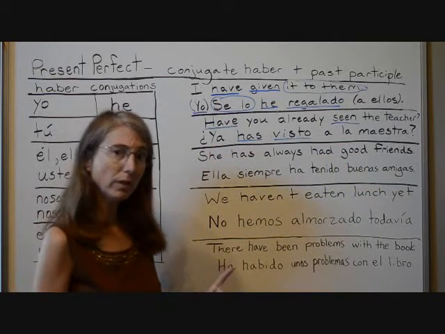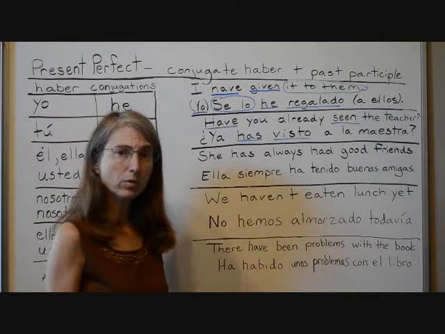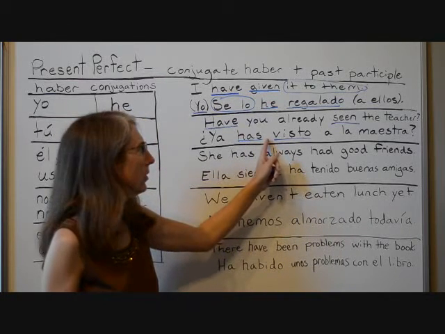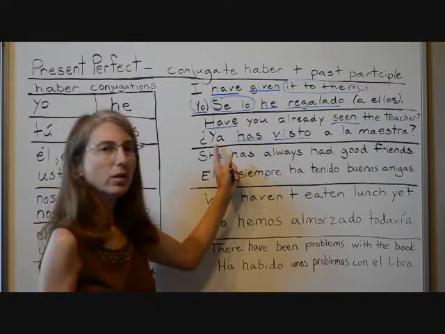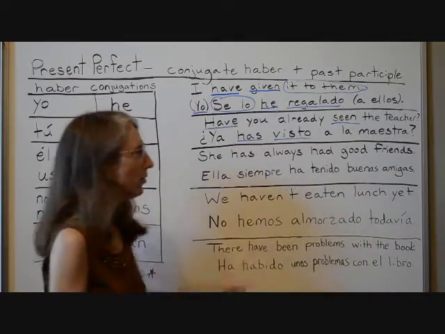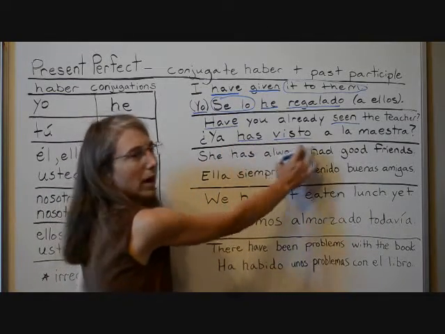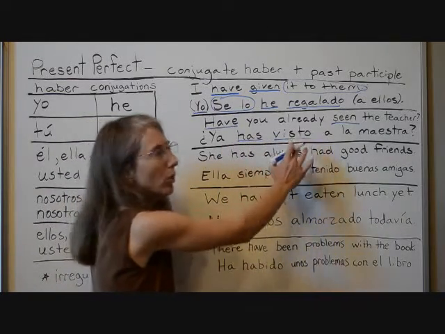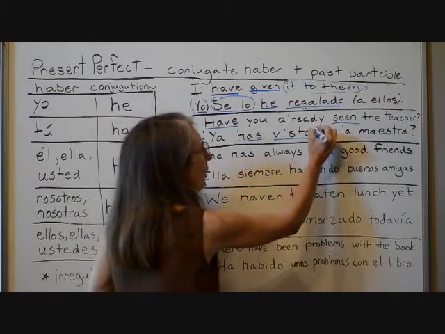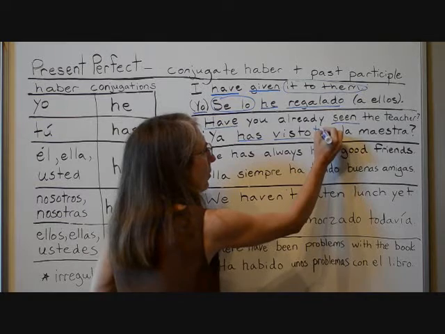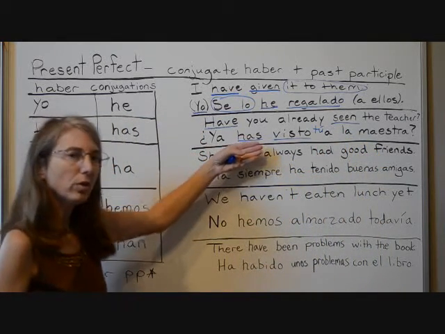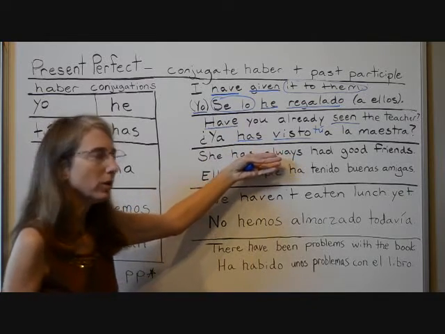If we wanted to put tú in here, where would it go? It would not go here between has visto. It could go before or after, and I would put it after. Tú has visto tú a la maestra, ya has visto tú. So we could put tú here if we wanted to. That's optional. But just know that in Spanish, these two verbs always are together.